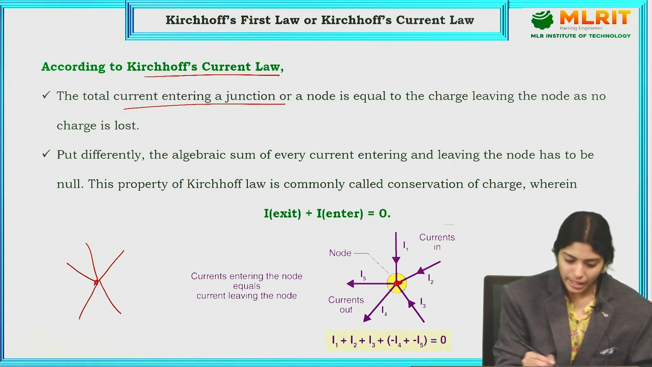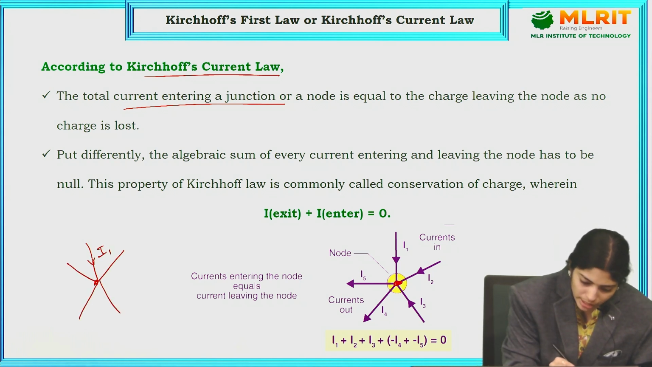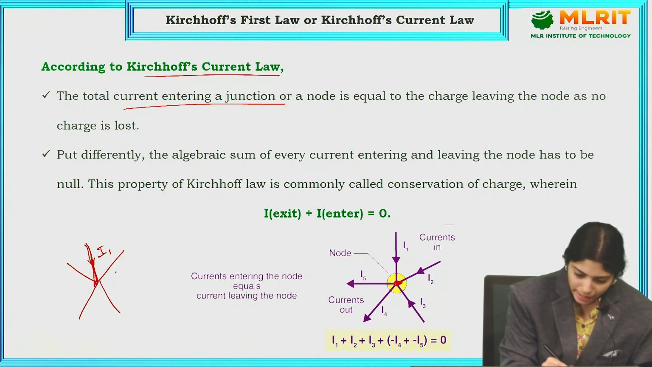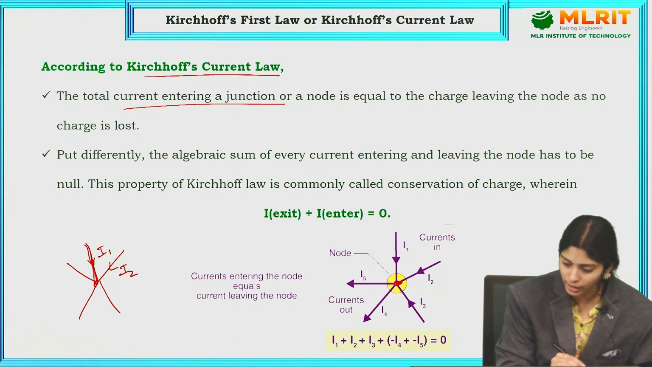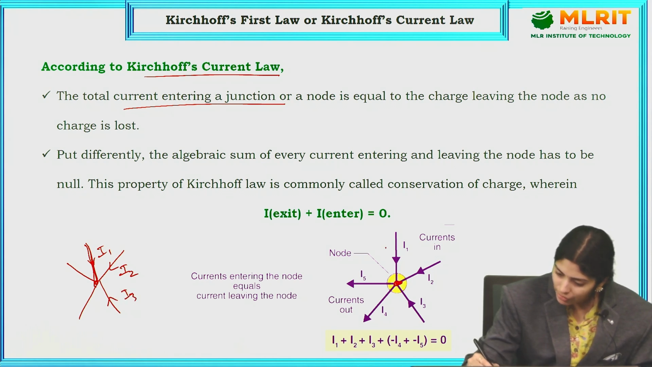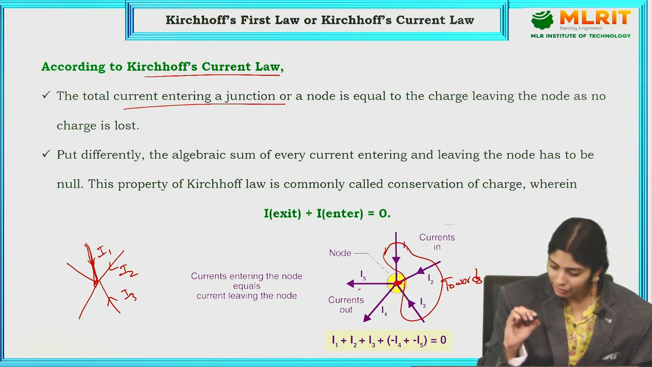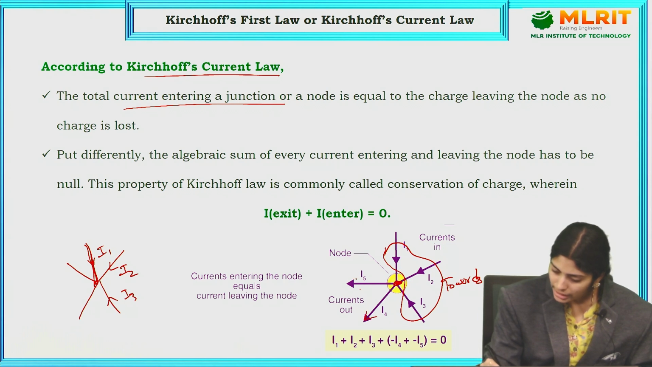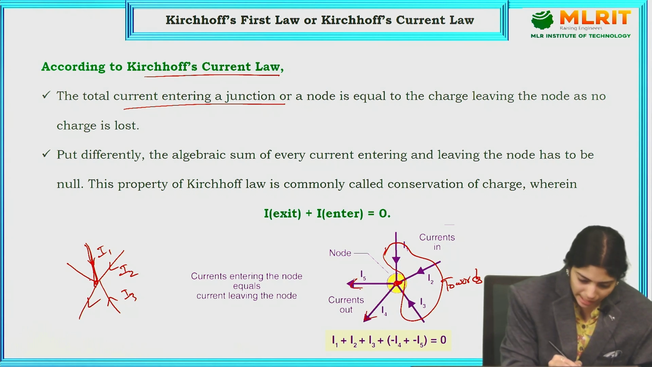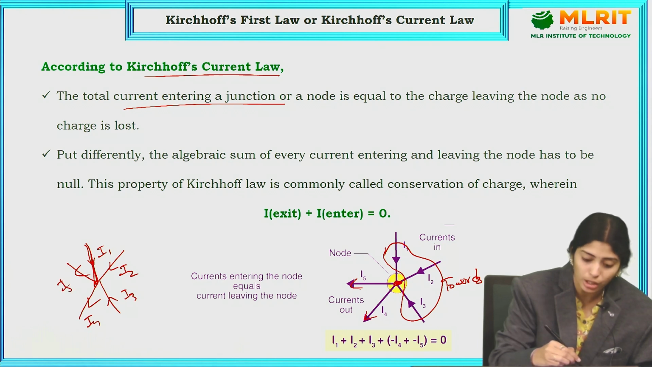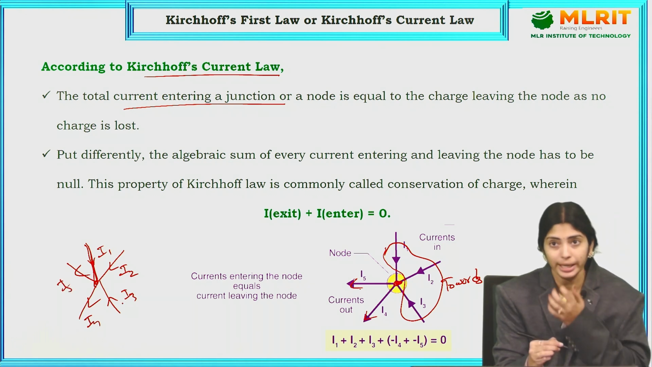Here I1 is flowing towards the node. Here I2 is also flowing towards the node. I3 is also flowing towards the node. This means I1, I2, I3 are towards the node. These three are towards the node. If we see I4 and I5, the directions are outside. See here, the directions are like this. This means I4 and I5 directions are opposite to that of the directions of I1, I2 and I3.